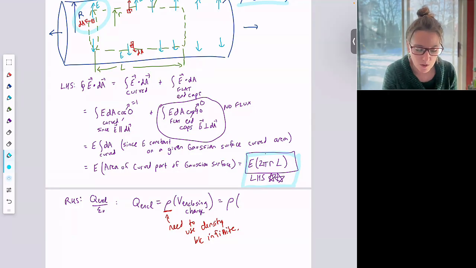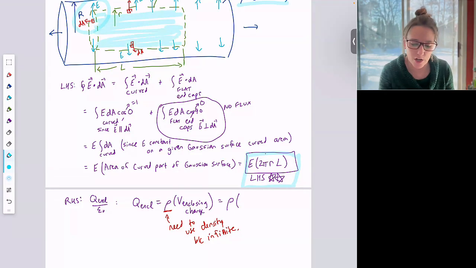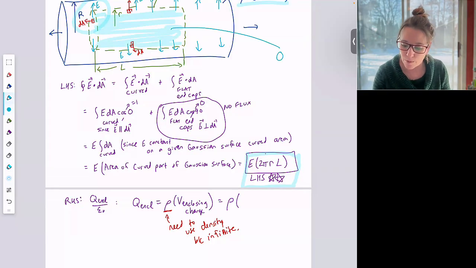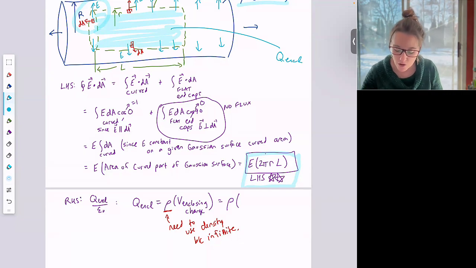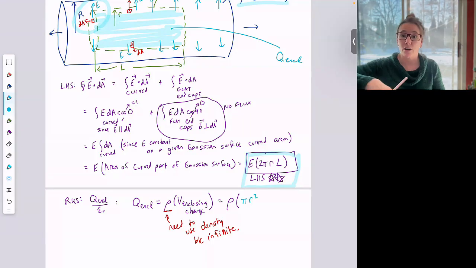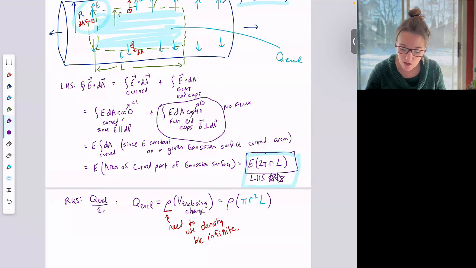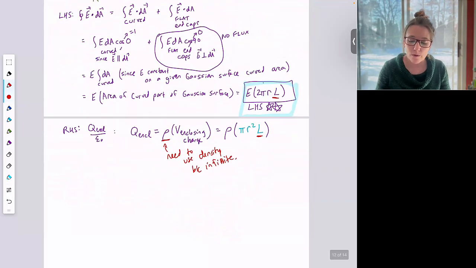So to kind of shade in where there's charge enclosed inside that Gaussian cylinder. If we look at that volume, the volume of a cylinder is pi r squared, the area of the end cap, times the length. And so we can see that the length shows up on the left-hand side and on the right-hand side, so it shows up in both places. So now we're ready to put it together.